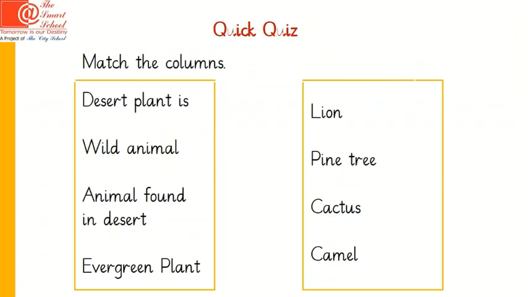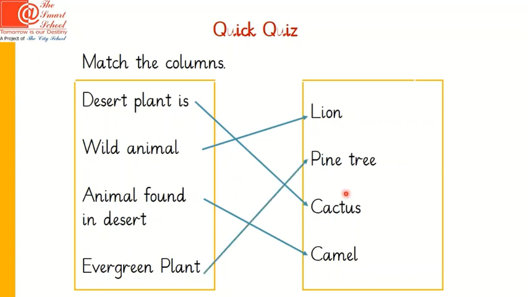We shall now do a quick quiz on what we have learned in this lesson. You are to match these columns. The correct answers are: desert plant is cactus. Wild animal out of these options is lion. Animal found in desert is camel. And pine tree is an evergreen plant.